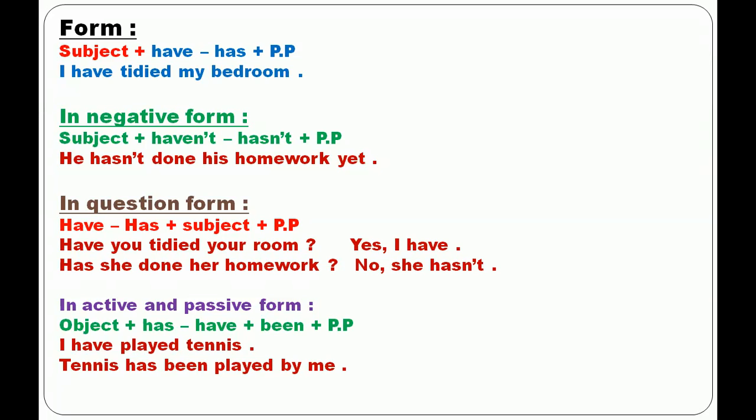In question form, in a yes or no question, we begin with have or has plus subject plus the past participle. Have you tidied your room? Yes, I have. Has she done her homework? No, she hasn't.